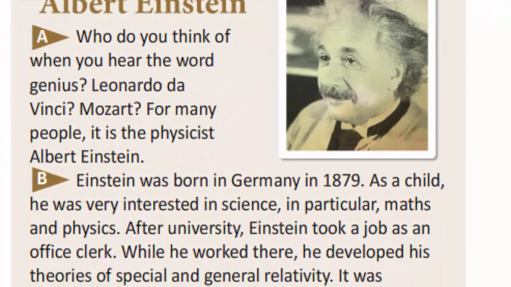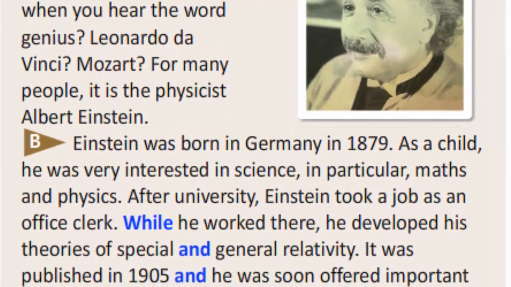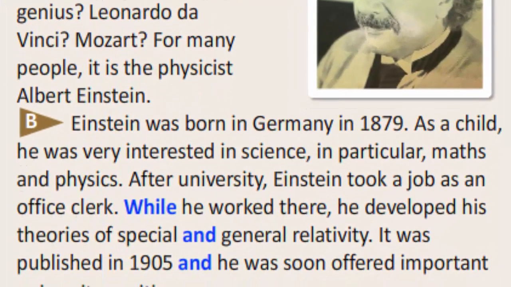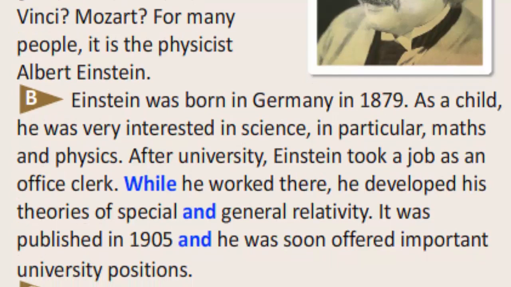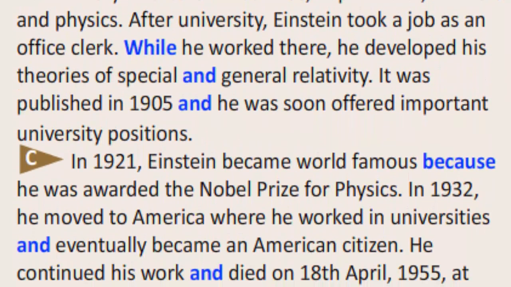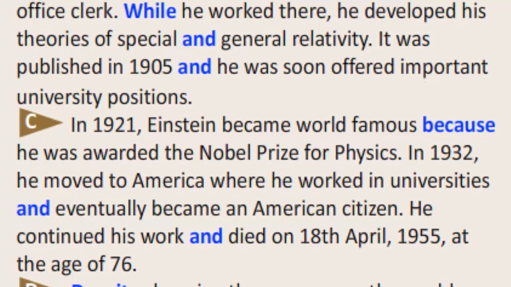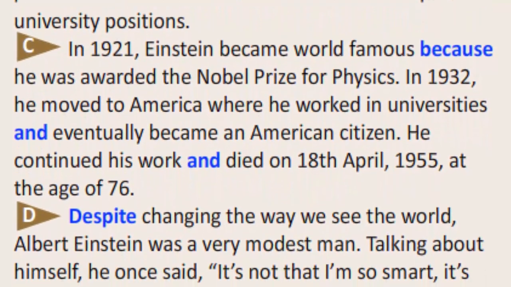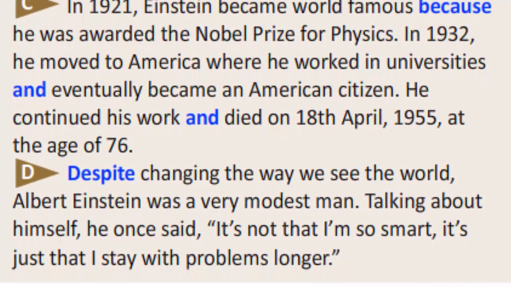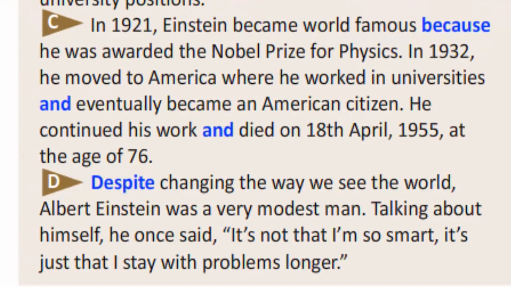Now let's look for examples in the text. While he worked there, he developed theories of special and general relativity. It was published in 1905, and he was soon offered an important university position. In 1921, Einstein became world famous because he was awarded the Nobel Prize for Physics. In the last paragraph, there is a contrast. Despite changing the way we see the world, Albert Einstein was a very modest man.